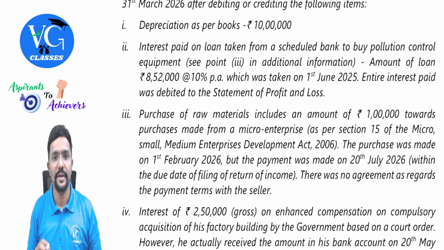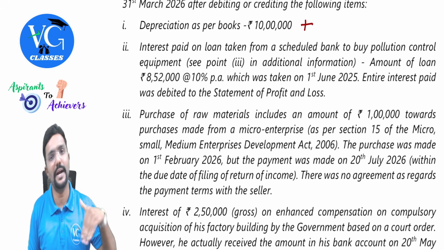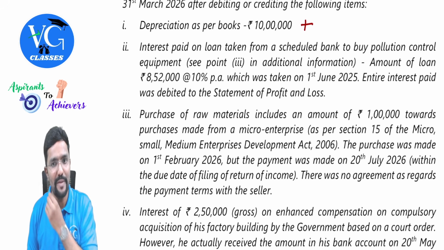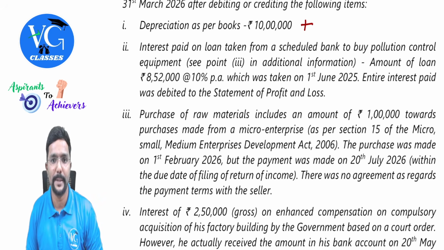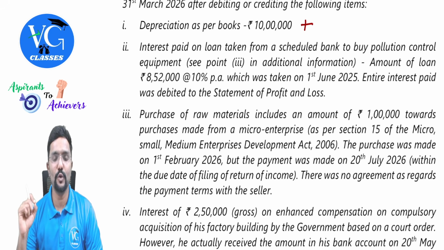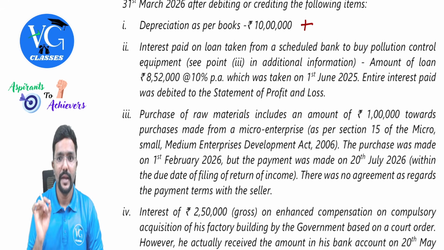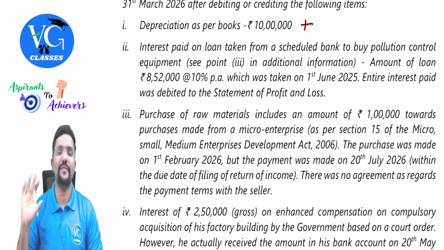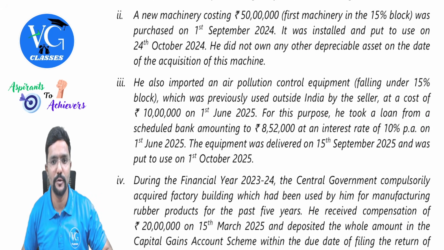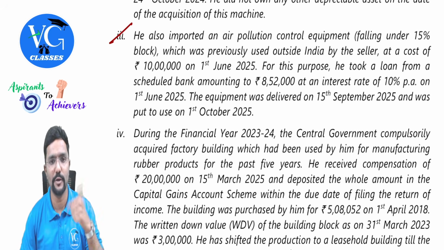First one, depreciation as per books, we need to add it back. We need to calculate as per section 32 and we will deduct that. Next, interest paid on loan taken from a scheduled bank to buy pollution control equipment. See point 3 in additional information. Amount of loan 8,52,000 at 10% per annum, which was taken on 1st June 2025. Entire interest paid was debited to the statement of profit and loss. Whatever it is, the interest on loan to purchase an asset has been debited to P&L. So they're asking us to refer to the third point. We will just refer to it and then go back.